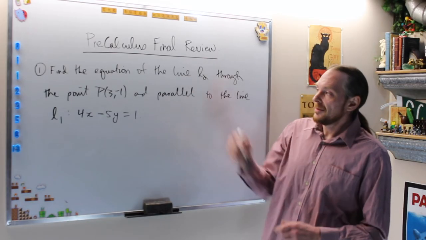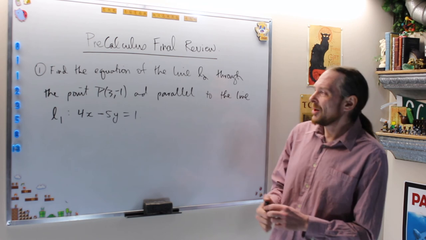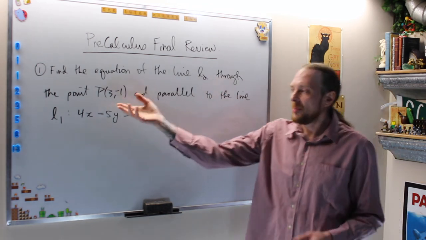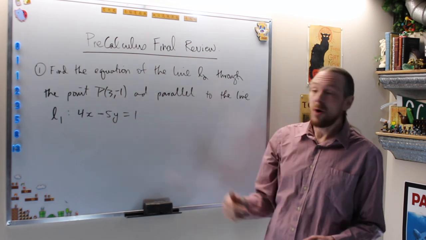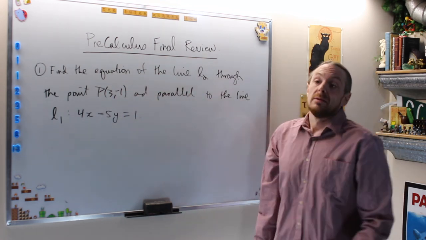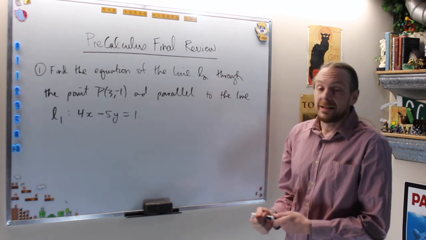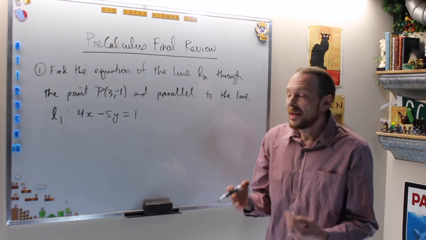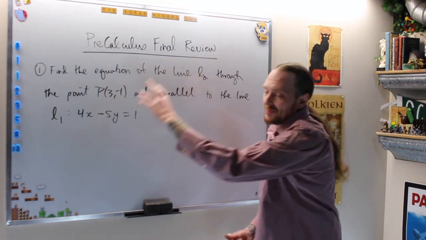To get started, number one wants us to find the equation of a line L2 in the plane through a given point (3, -1) and parallel to a given line L1. First of all, we have to build this line in the plane. We need a point, which they did give us, and we need a slope.